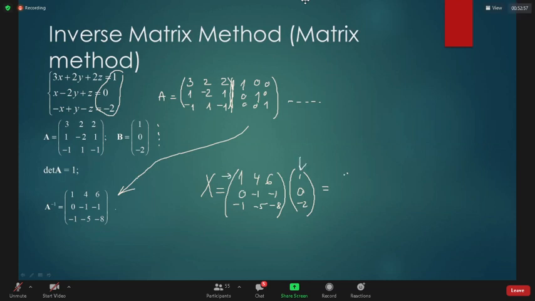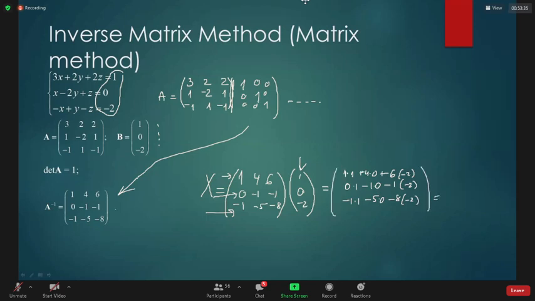So it is 1 times 1 plus 4 times 0 plus 6 times minus 2. The second element, second row, we take the second row and multiply by this column. That would be 0 times 1 minus 1 times 0 minus 1 times minus 2. And the third element would be the third row multiplied by the same column. Minus 1 times 1 minus 5 times 0 minus 8 times minus 2.